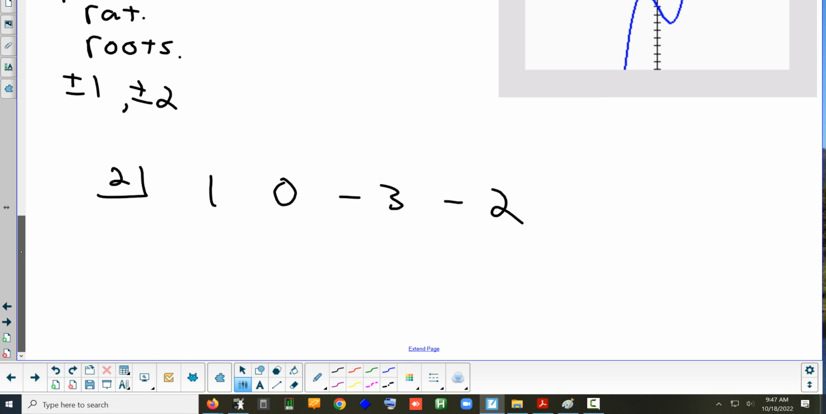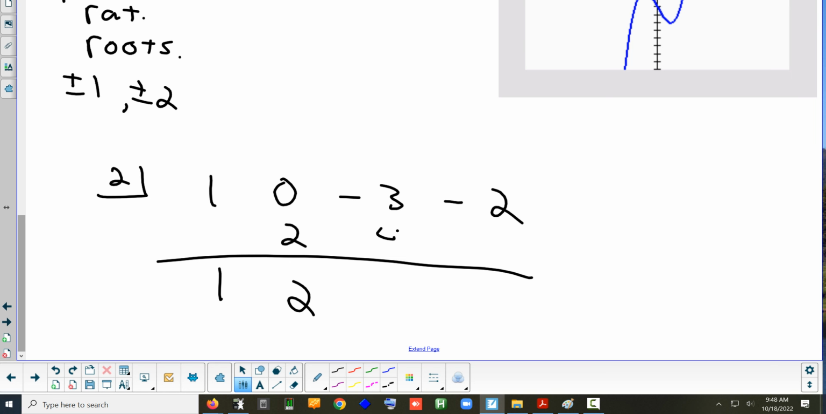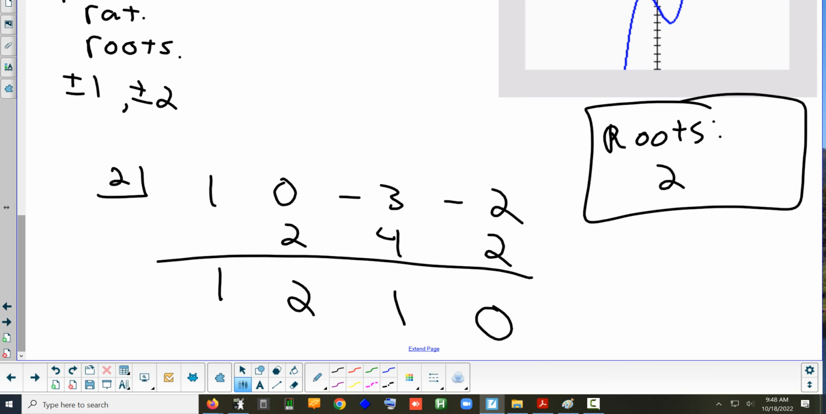Okay, so we're checking 2. Bring down the 1. What's 2 times 1? 2. 0 plus 2? 2 times 2? 4. Negative 3 plus 4. 1. 2 times 1? 2. And negative 2 plus 2? 0. So now we know something. We know that 2 is definitely a root to this problem.